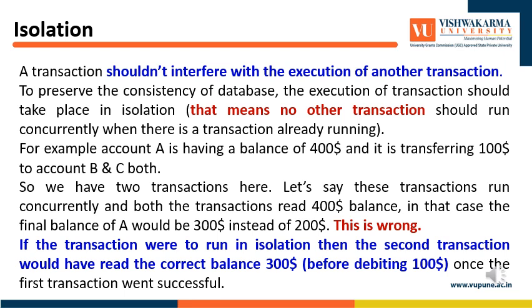So we have two transactions here. Let's say these transactions run concurrently and both transactions read the $400 balance. In that case, the final balance of A would be $300 instead of $200. This is wrong. If the transactions were to run in isolation, then the second transaction would have read the correct balance of $300 before debiting $100, once the first transaction went through successfully.